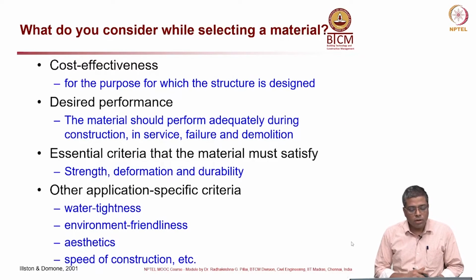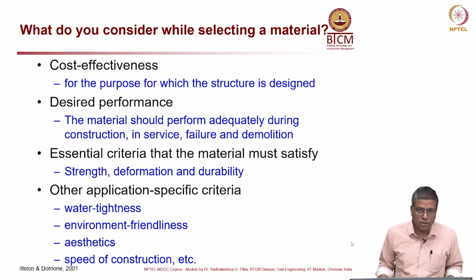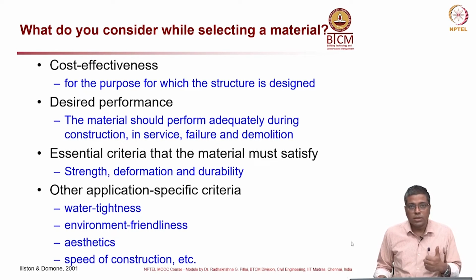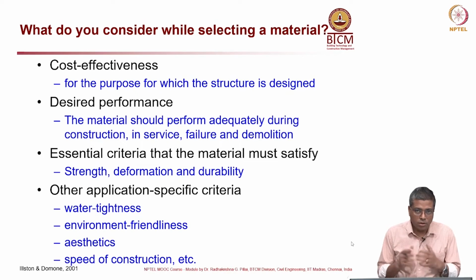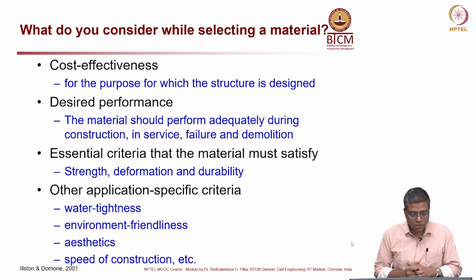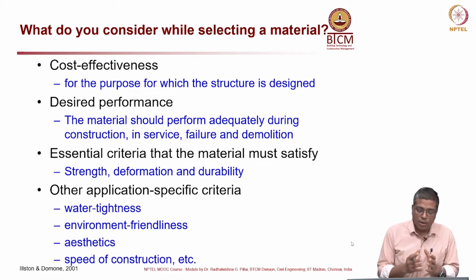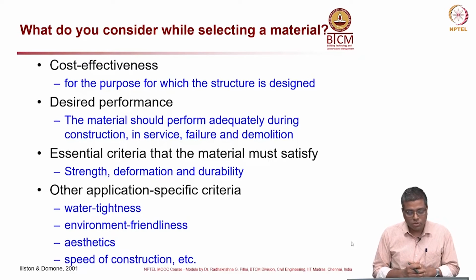Okay. Now, let us talk about what you have to consider while selecting a construction material. One thing is cost effectiveness, then the desired performance for the entire life of the structure, then the essential criteria that the material must satisfy from the beginning till the end of the life of the structure, and then other application specific criteria also we have to look at.